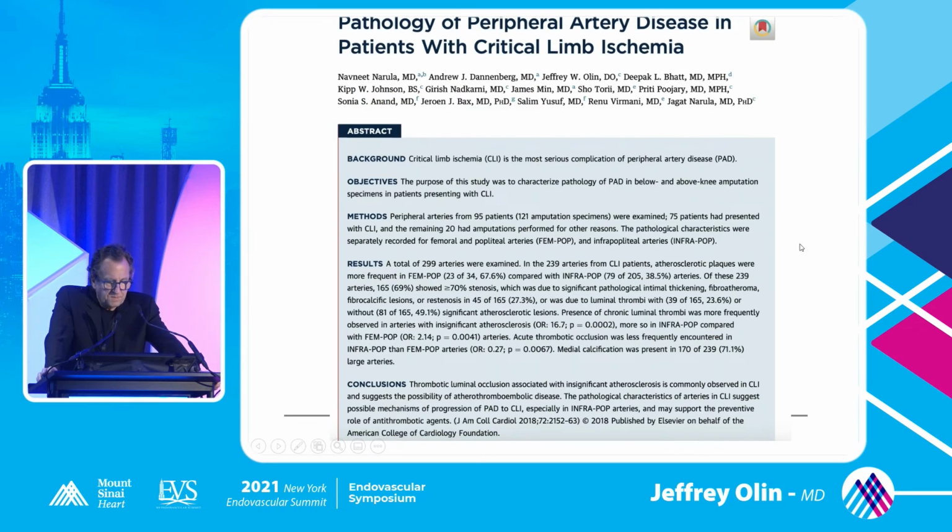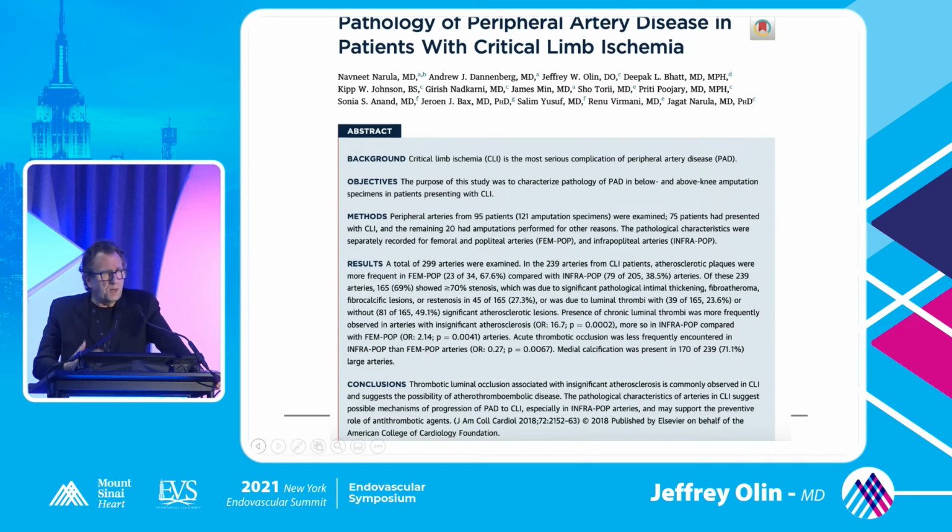Now, why would this happen? Why would a low dose of rivaroxaban help somebody who has peripheral artery disease? Well, this paper that was led by Jagat Narula and his wife, Navit, she's a pathologist, and she took 95 patients, looked at a bunch of amputated limb specimens, and came to the conclusion that if you have femoral popliteal disease, predominantly it's atherosclerosis.